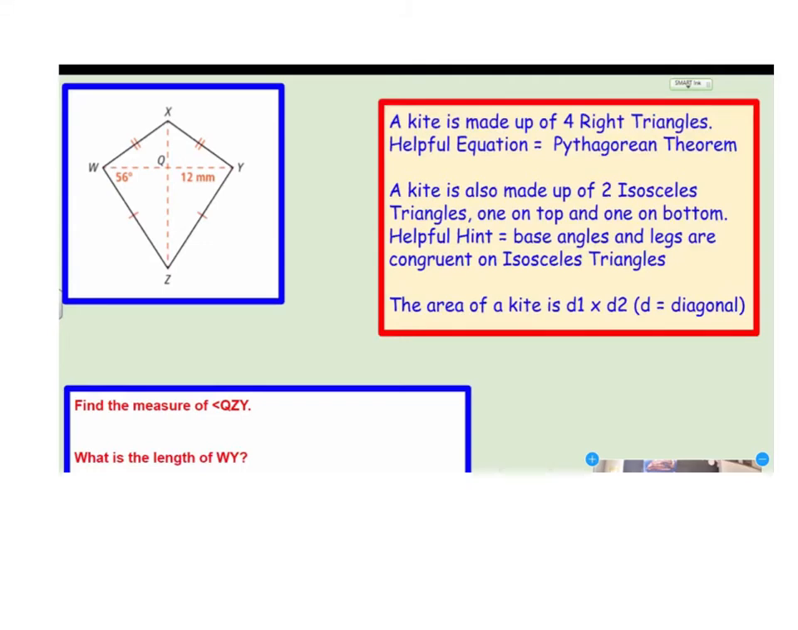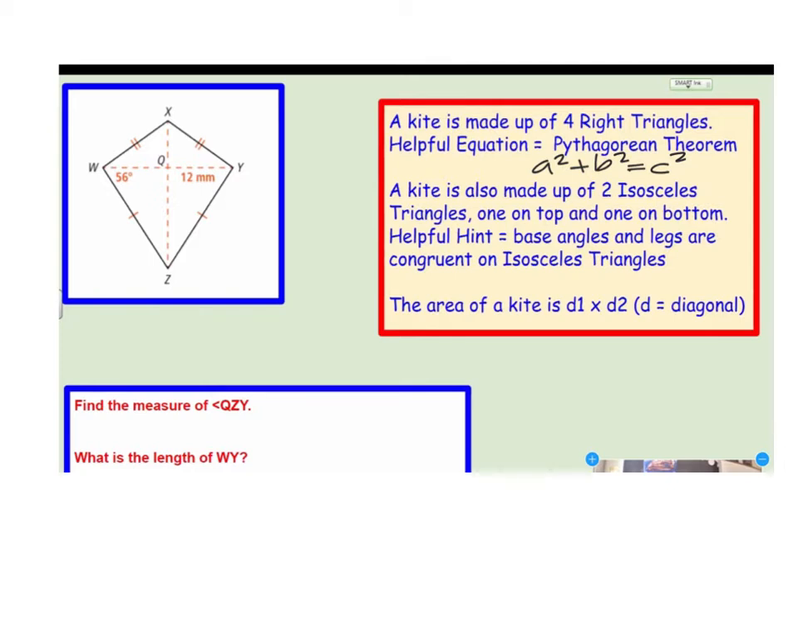So a kite is made up of 4 right triangles. A helpful theorem that you might want to have is the Pythagorean theorem. So that's a squared plus b squared equals c squared, or we talked about leg squared plus leg squared equals hypotenuse squared. It's also made up of 2 isosceles triangles.